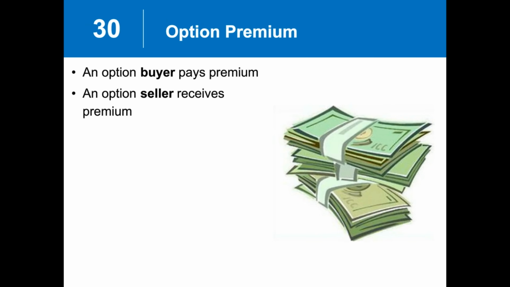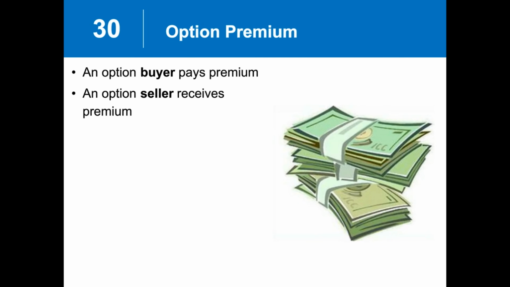If I'm a seller and somebody comes to me and says, look, you've got an asset worth $100. I want to buy it for 90. Well, no, I'm not going to do that. But if they said, how about I buy the right to buy that asset for 90? And in order for me to have that right, I'll give you a little something extra. Well, that something extra is going to be premium. So a buyer pays the premium, the seller receives it.